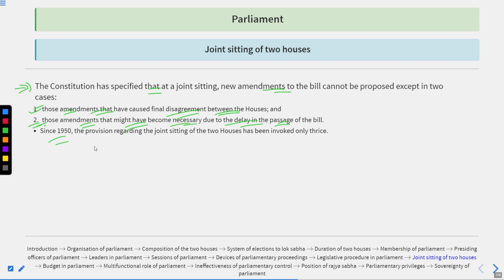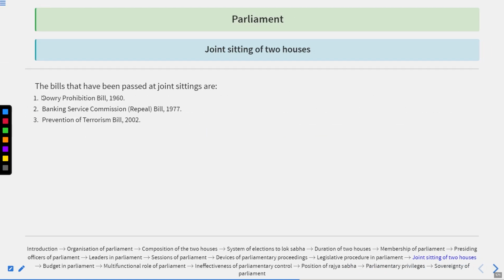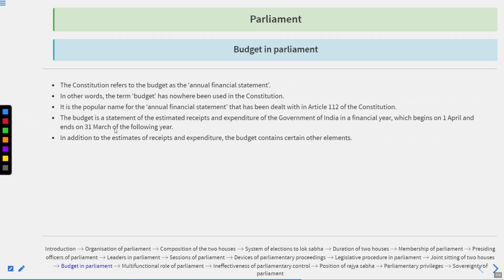Since 1950, the provision of the joint sitting of the houses has been used only thrice. The bills that have been passed during the joint sittings are the Dowry Prohibition Bill 1960, the Banking Service Commission Repealment Bill 1977, and the Prevention of Terrorism Bill 2002.